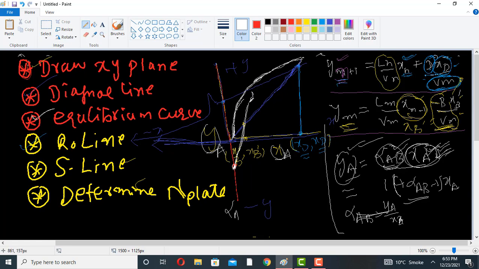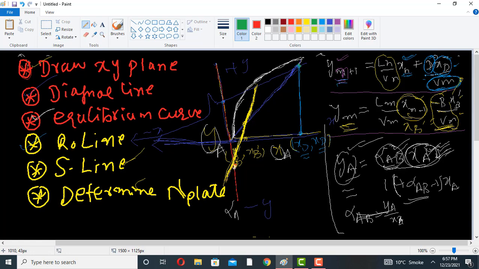This is the stripping line. This straight line is called the stripping line. Now after drawing the stripping line, it is very simple. After drawing the stripping line, come to this point.